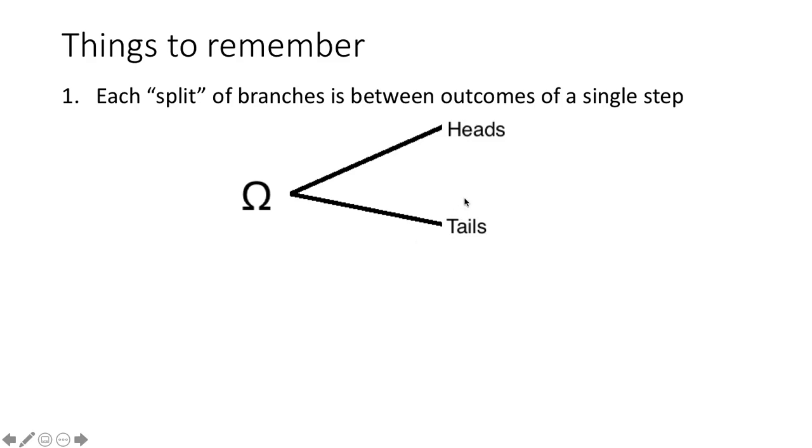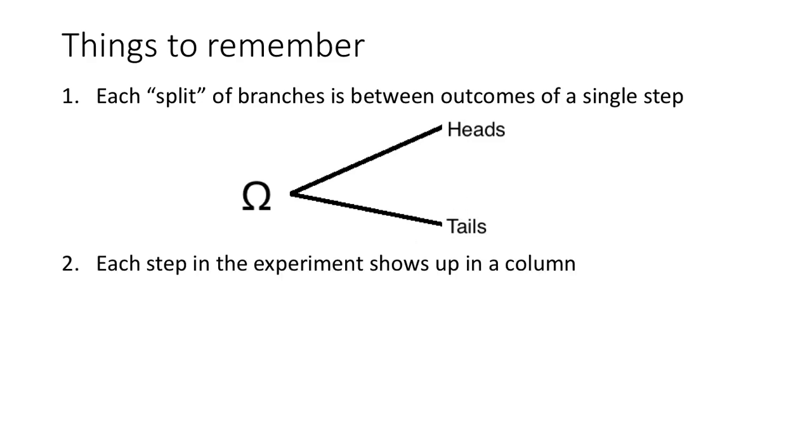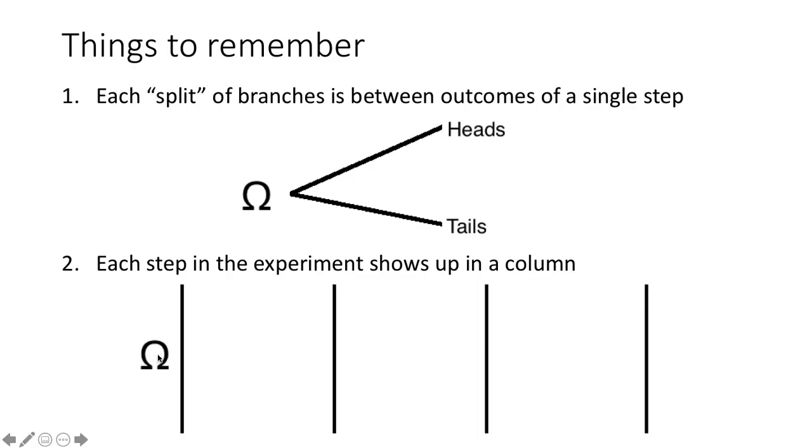The next thing that people have the most difficulty with is remembering that each step in the experiment shows up in a column. If you're starting out, as you'll see, we start with this omega symbol as our starting point. The first step in your experiment is going to show up here. Let's say I'm talking about a 3-step experiment where I have a coin flip, and I'm rolling a die, and then I'm spinning a spinner. The coin flip is going to show up in this column here. Then the next step in the experiment is going to show up in this column here. Finally, the 3rd step in the experiment shows up in a separate column here.